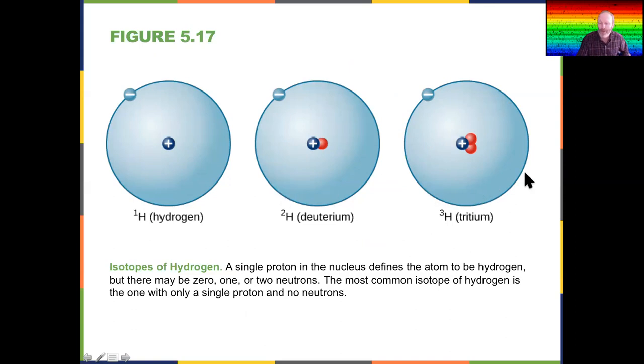Carbon is also something that happens there. You may have heard of carbon-14 dating. Carbon typically has 6 protons and 6 neutrons, but sometimes it has 7 and sometimes it has 8 neutrons. Still carbon, but if it's carbon with 7 neutrons, it's carbon-13. If it's carbon with 8 neutrons, it's carbon-14.